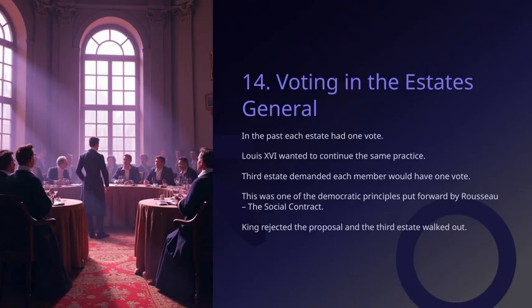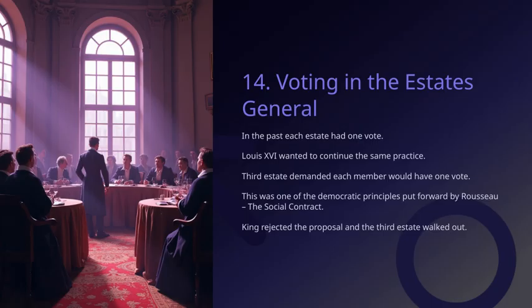Louis XVI wanted to keep things the way they were, which meant that each estate would vote as a whole, rather than individual members. However, the Third Estate, representing the common people, felt this was unfair. They demanded that each member have one vote, advocating for a more democratic approach. This idea was inspired by Rousseau's social contract, which emphasized equal rights and fair representation. The king, however, rejected this proposal, seeing it as a threat to the existing hierarchy.